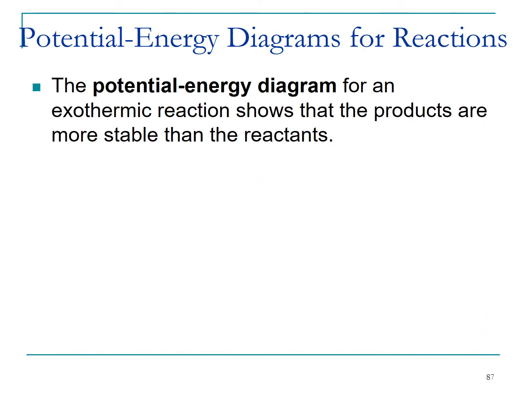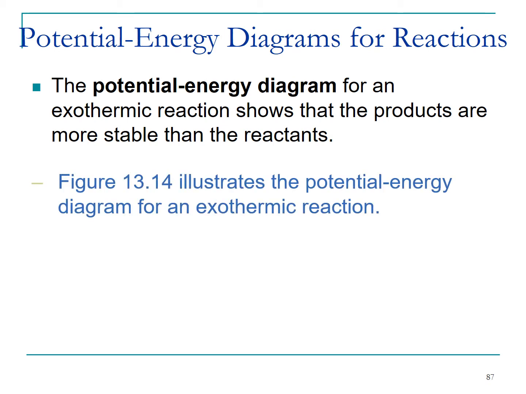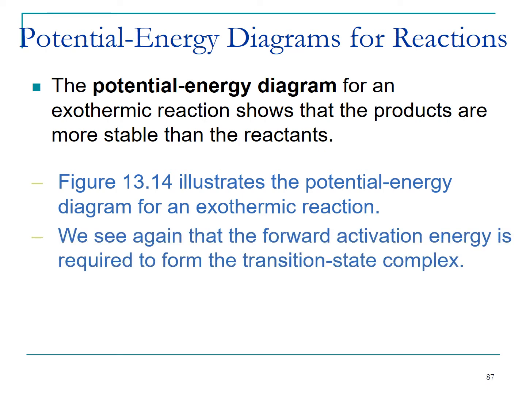All right, so an exothermic reaction, as I said, shows that the products are lower in energy than the reactants. And so the next illustration will show an exothermic reaction. And again, the forward energy, if it's exothermic, the forward activation energy is always from the reactants up to the transition state complex.